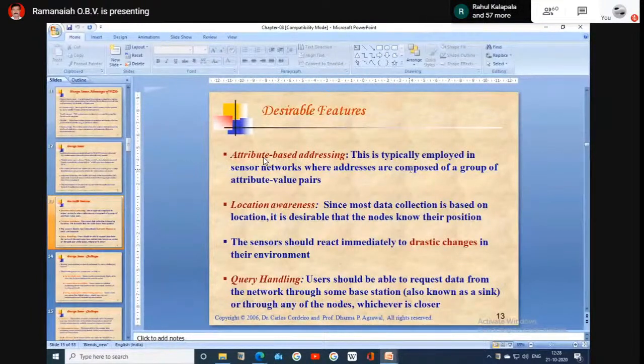T comma 35, or P comma 1: pressure where it is greater than 1 atmospheric pressure, 1 unit. What is the unit for pressure? Pascal. Then similarly volume, or humidity, or rainfall. So typically it is based on attribute addressing.